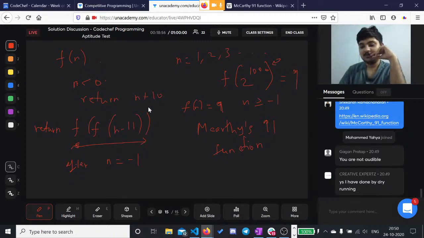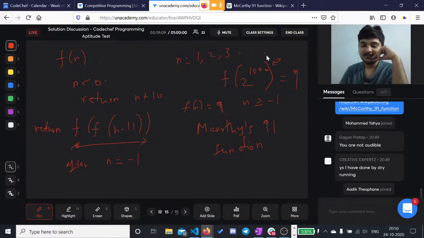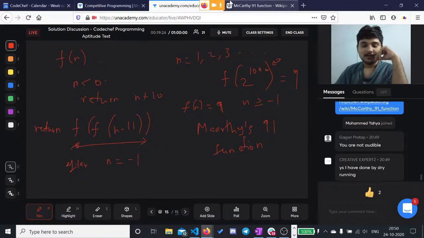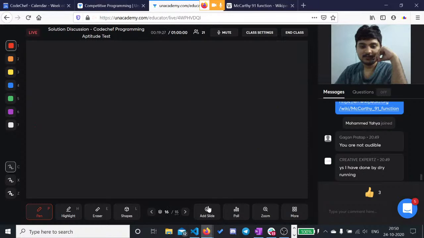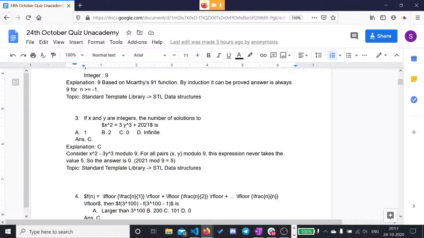So by dry running test cases also you can find that the function is constant, after 1, 2, 3 they're all 9. So that's one way. That's the easiest way to do it. Just copy it and implement it. Okay, am I not audible? Okay, cool. So that's the second question. Let's move on to the third question.